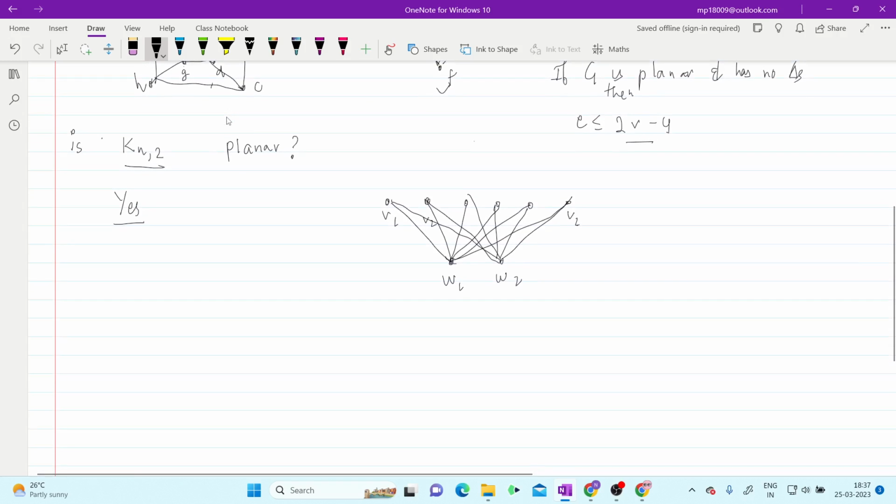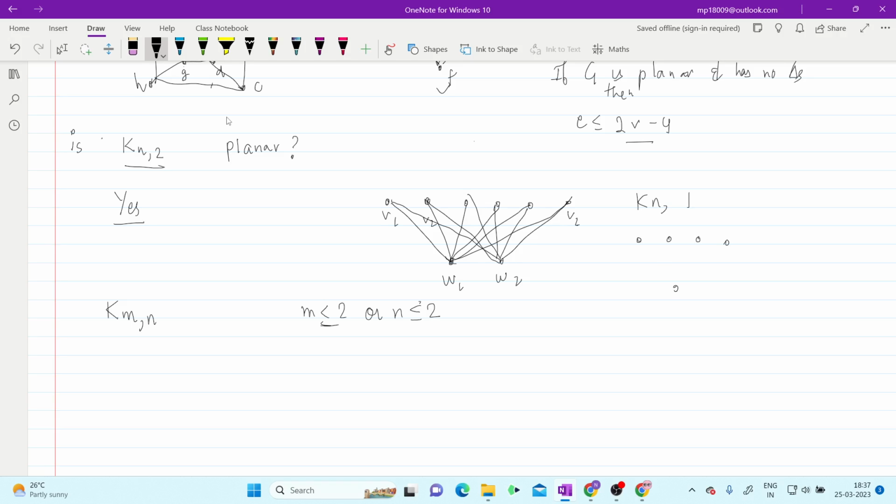Now if we have Km,n, we see that if m is less than or equal to 2 or n is less than or equal to 2, then, and Kn,1 is clearly planar. So Kn,1 is just this. So it is clearly planar.